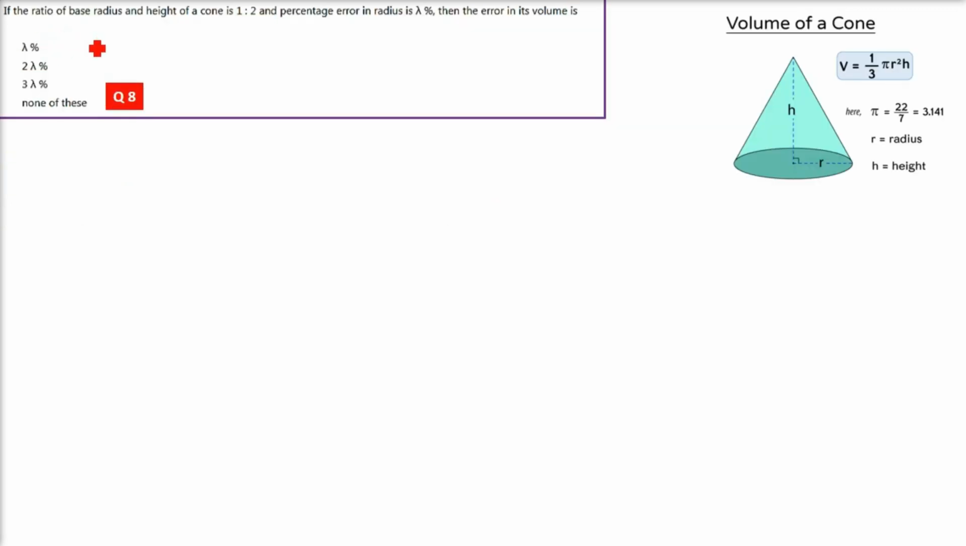Okay, the ratio of base radius and height of a cone is 1:2, and the percentage error in radius is lambda percent. So this is radius and this is height. The ratio of radius and height is given in the question. Radius by height is equal to 1 by 2, and the percentage error in radius is delta r by r into 100, which is lambda. We'll take it as delta x by x into 100 equal to lambda.